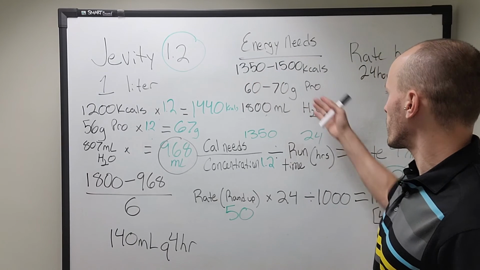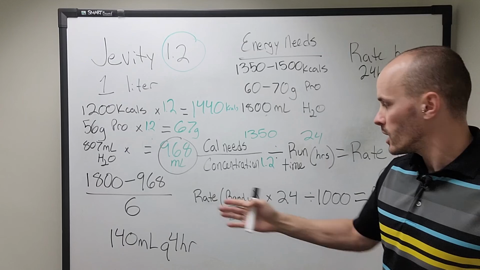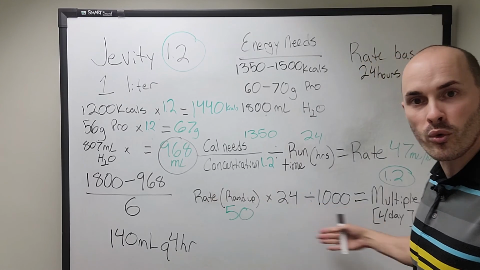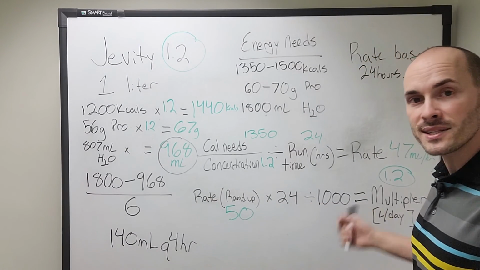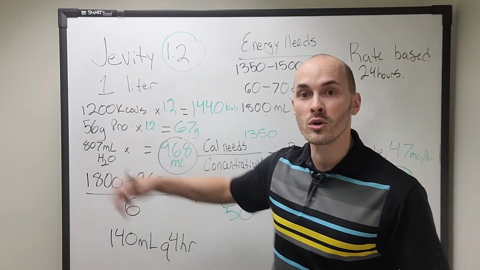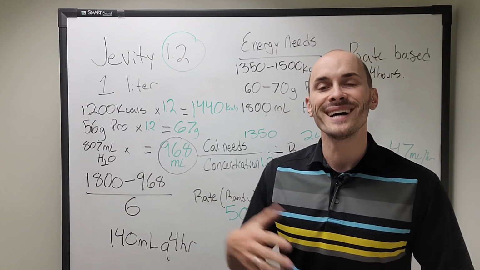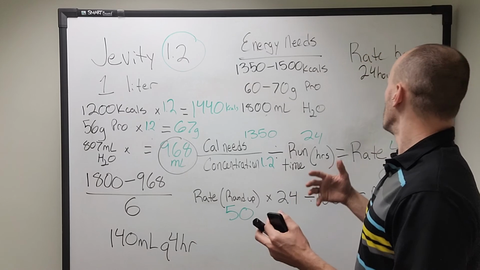They need this many calories, protein, and water. We run it through the top equation. We round up their rate and run it through the second equation. That's going to give us our multiplier. And then we run that multiplier through our formulary. And our chart note is going to read something like this.